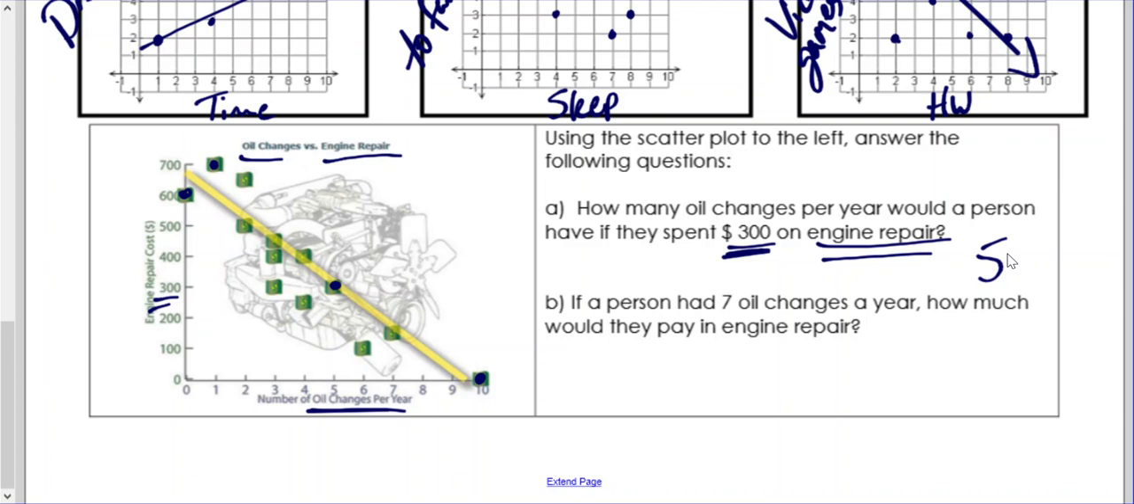If a person had 7 oil changes in a year, how much would they pay in engine repairs? So 7 oil changes per year. We happen to have another piece of data that lines up pretty well with that, but I really want to use the line of best fit, not individual pieces of data here. This looks like they're spending, let's say that's halfway in between 100 and 200. I'm going to say they're spending about $150 on engine repairs.